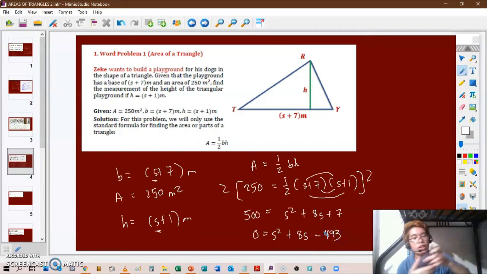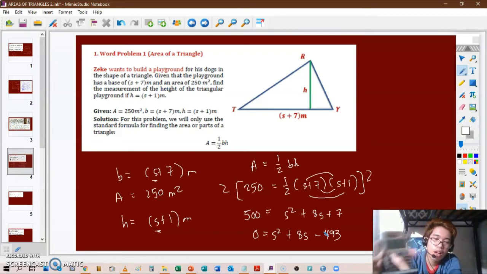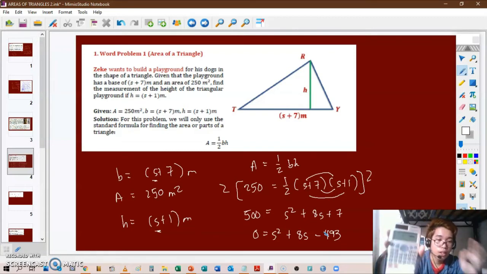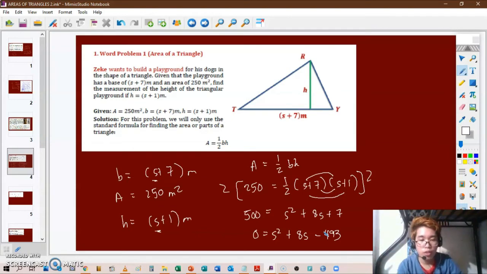Using our calculator, or calculators from the internet, to solve for the roots of quadratic equations, if you try to remember how to use it, we have your mode. Press mode, then 5 for equation, and then 3 for quadratic equation. We write the numerical coefficients: 1, 8, and negative 493.